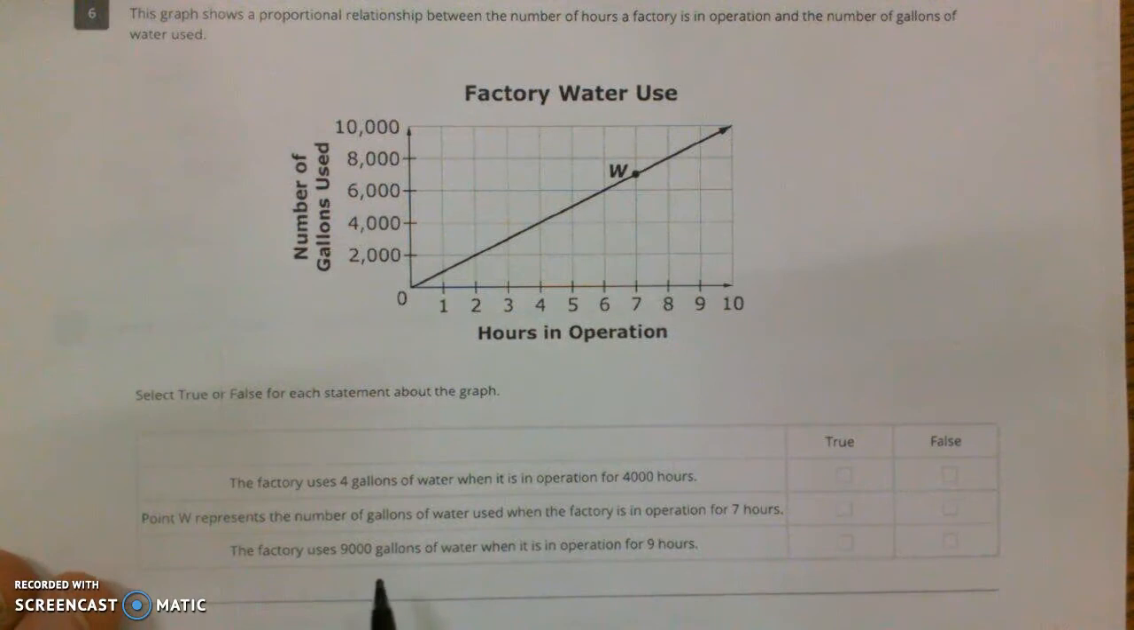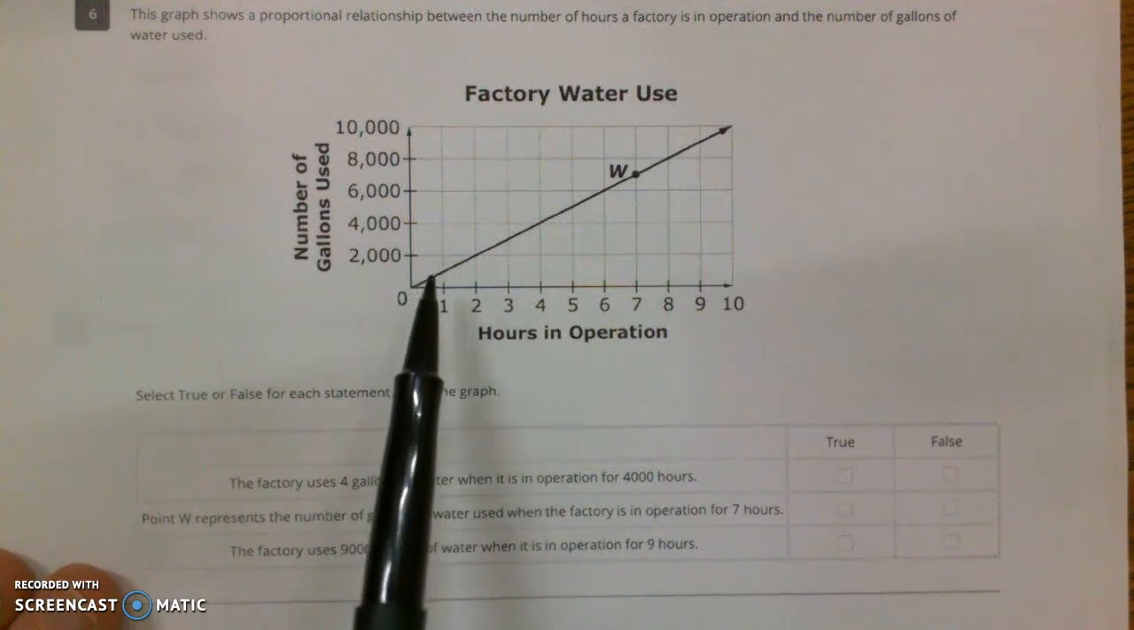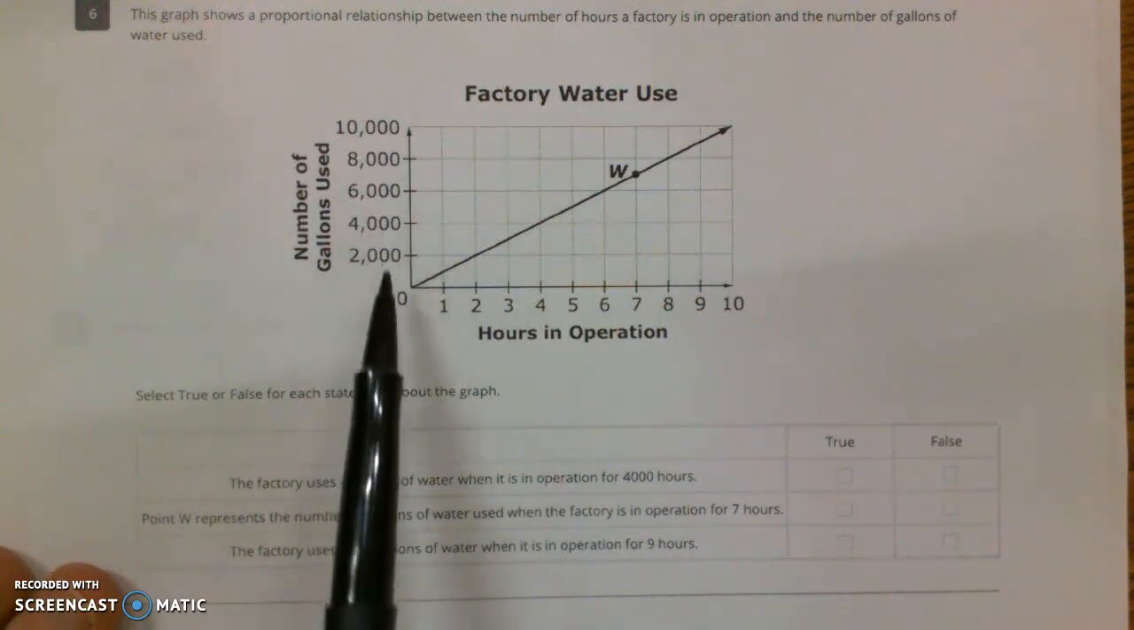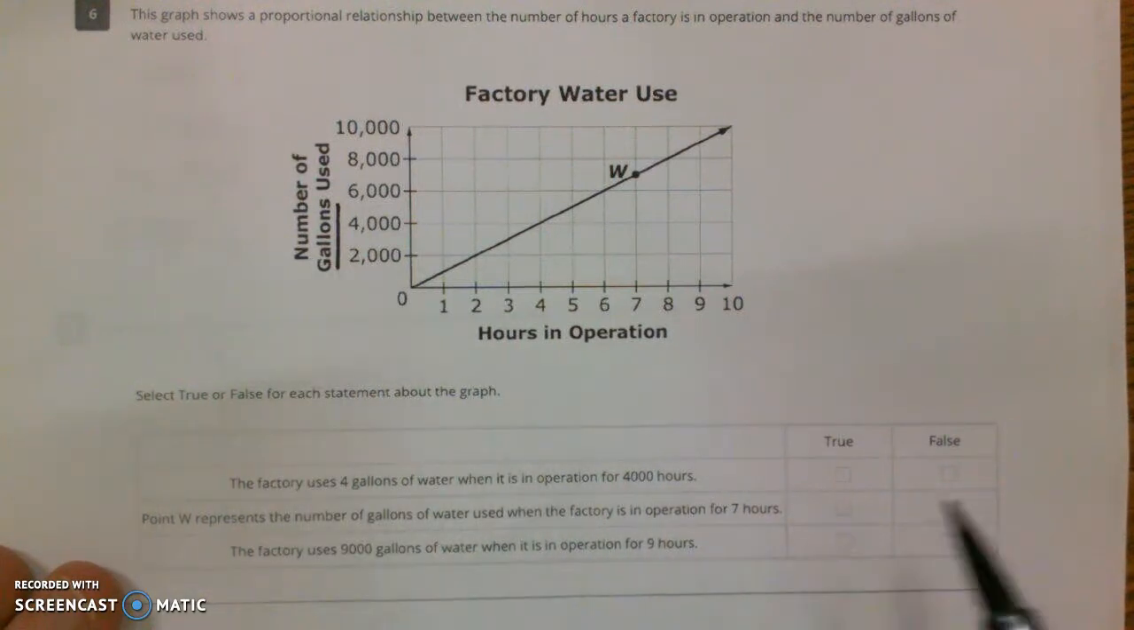Okay, so interpreting yet another graph in number 6, we're going to look to see which statement is true and which statement is false. The factory uses 4 gallons of water when it is in operation for 4,000 hours. So if I were looking where the factory uses 4 gallons of water, I don't even see anything close to that along this y-axis where I would be looking for gallons. So that would be false.